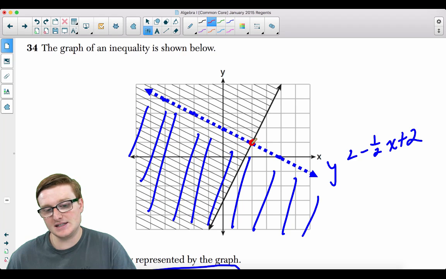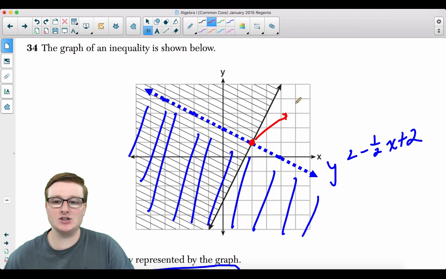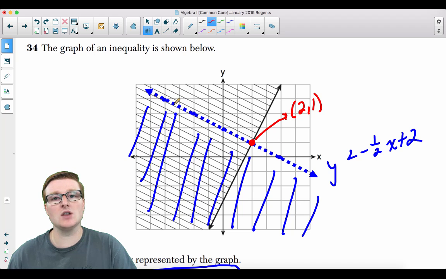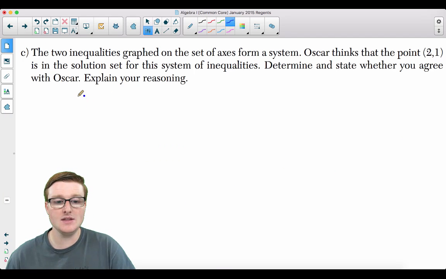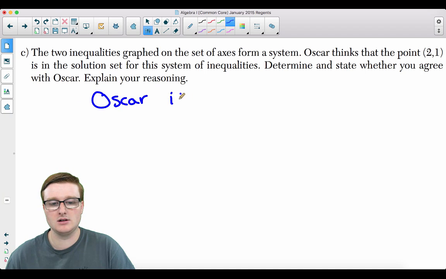They think that this is the solution set. That is not the solution set. That's the point (2, 1) that Oscar believes is a solution. It's not. Why is it not? Because it lies on the dotted line. Any point that lies on the dotted line is not considered to be included in the solution set. So that means that Oscar is wrong.